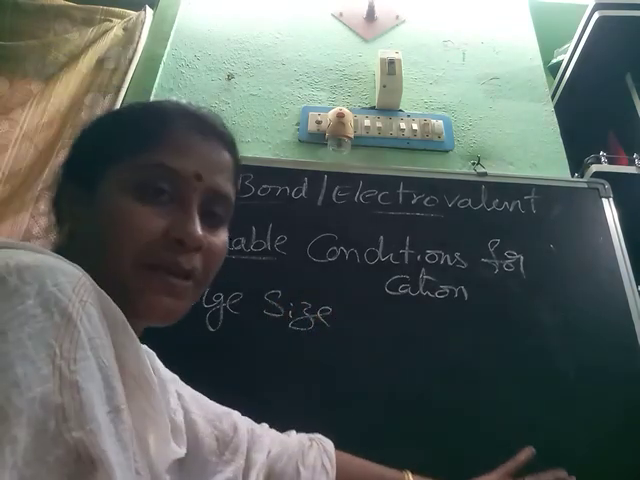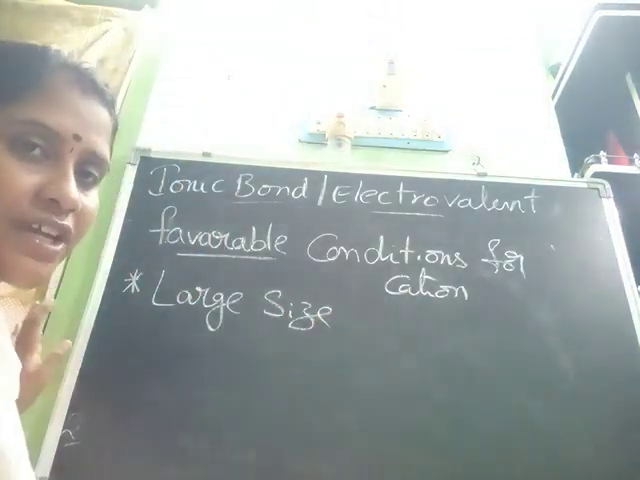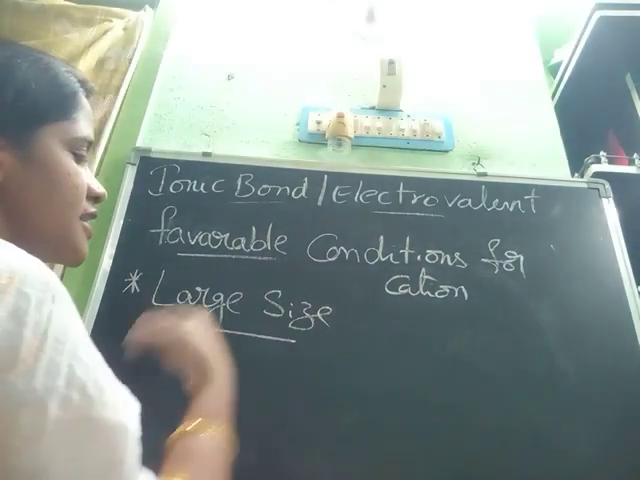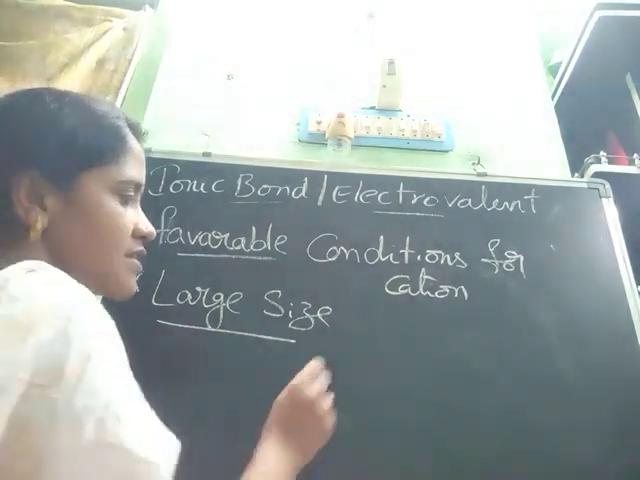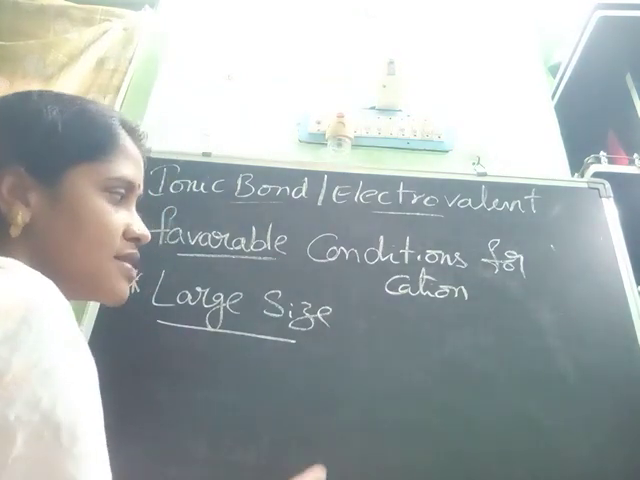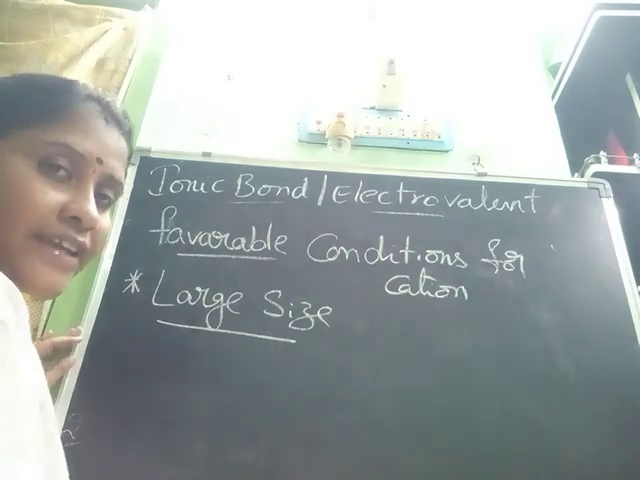Size should be very big, then it forms the cation easily. Large size it should be. Means what? From top to bottom in the group, the size of an atom gradually increases.